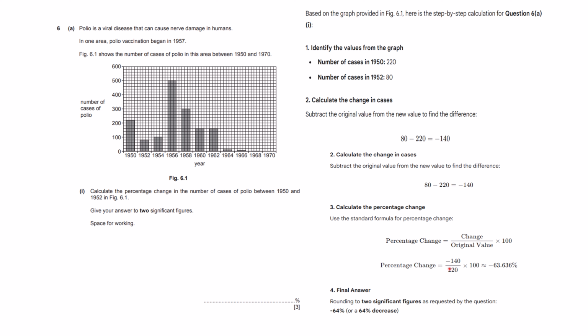Percentage change: putting in the values, minus 140 divided by 220, multiplied by 100, that is minus 63.3636%. Final answer, rounding to two significant figures as requested by the question, is minus 64%, or 64% decrease. So the answer is 64% decrease, and this question carries 3 marks.